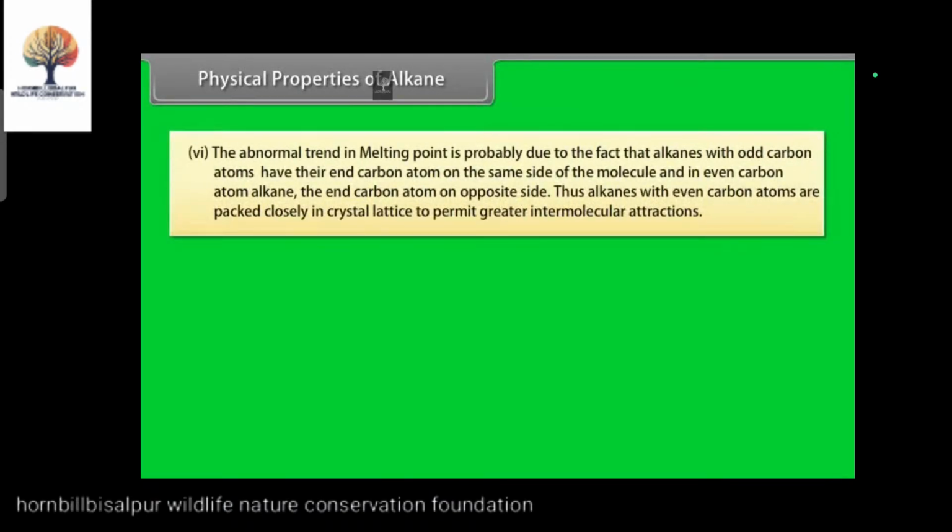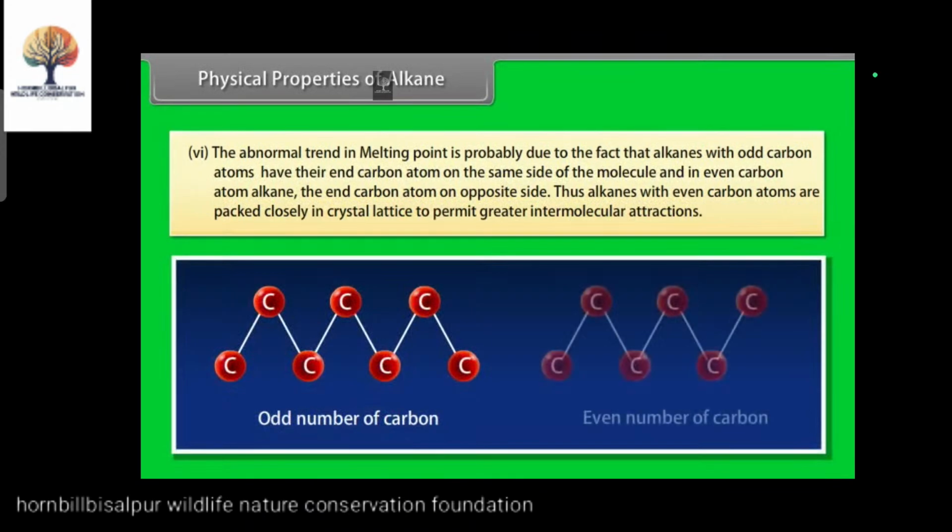Number 6. The abnormal trend in melting point is probably due to the fact that in alkanes with odd carbon atoms the end carbon atoms are on the same side of the molecule, and in even carbon alkanes the end carbon atoms are on opposite sides. Thus, alkanes with even carbon atoms are packed closely in the crystal lattice, permitting greater intermolecular attractions.